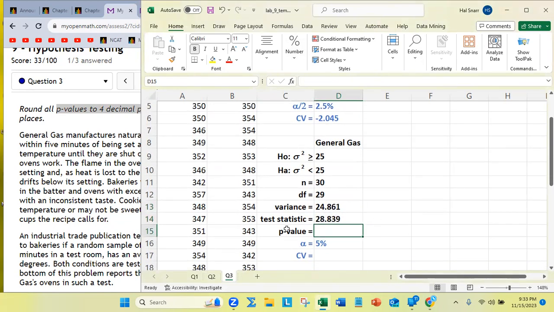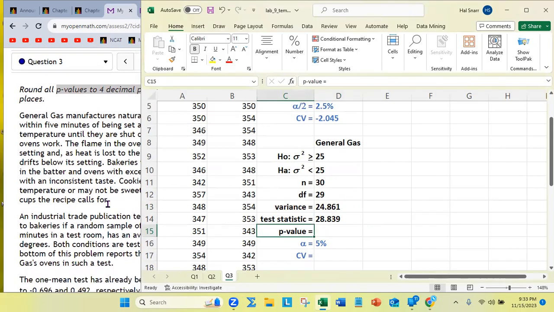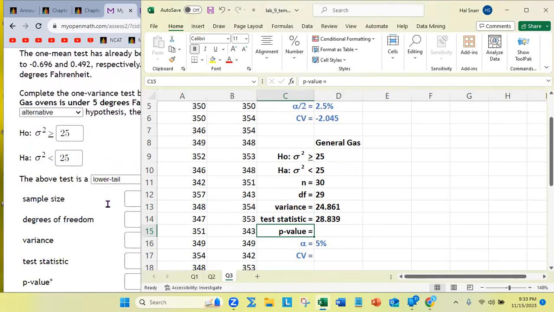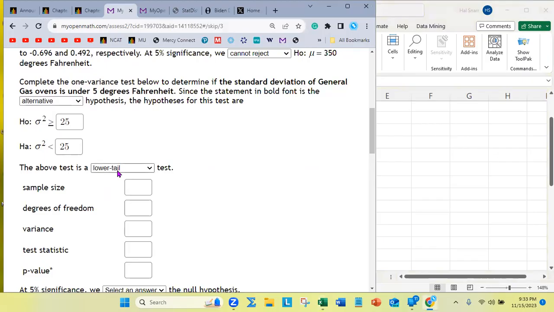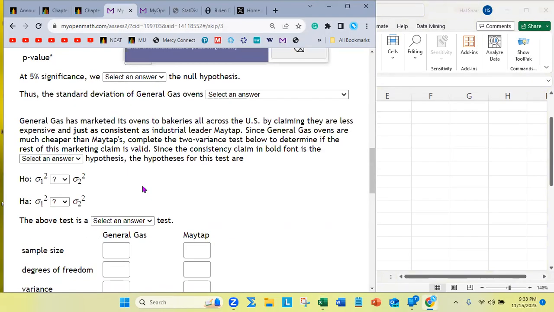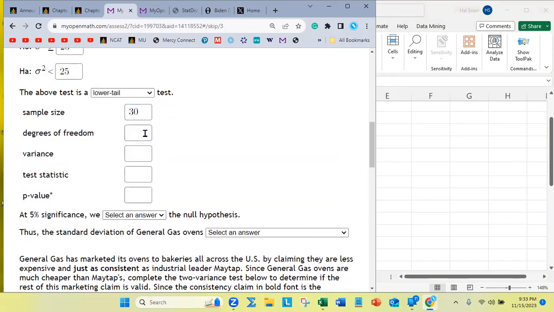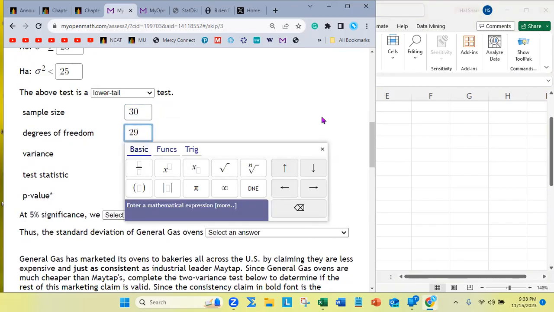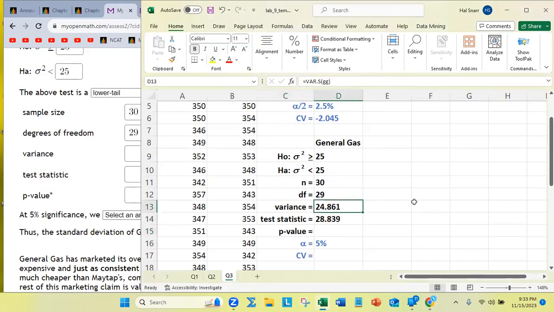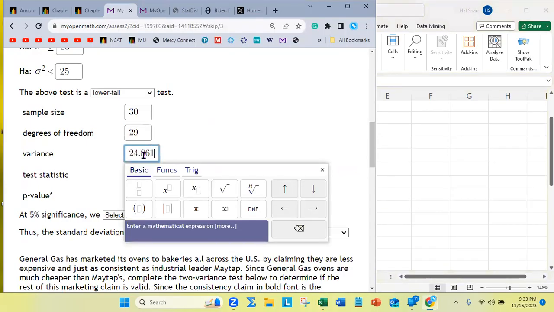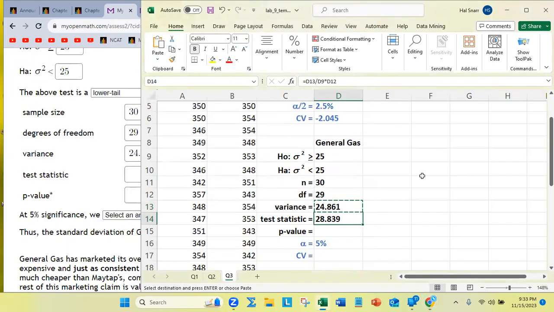Okay, so the p-value, we're going to look at it in statdistributions.com. Let's go ahead and fill in some information here. The sample size is 30. Degrees of freedom are 29. The sample variance is 24.861. Mine's 24.861. My test statistic is really close to degrees of freedom because the sample variance is really close to the hypothesized variance.